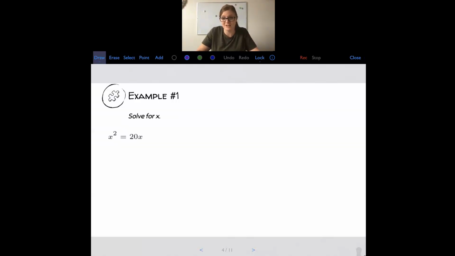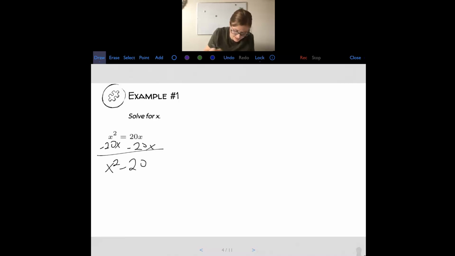So in this case, it's not set equal to 0, so we can do that. I highly recommend keeping x squared positive. When x squared is negative, it becomes really difficult to factor. Not insurmountable, but you have to be thinking that that's negative when you're doing it. And so I am going to move the 20x to the other side to keep my x squared positive. So I'm going to subtract 20x from both sides. So I have x squared minus 20x is equal to 0.